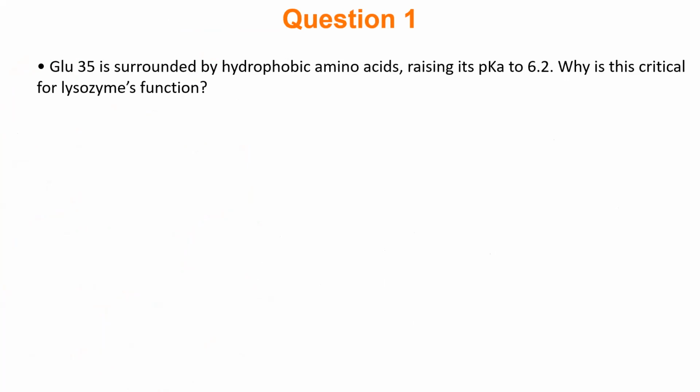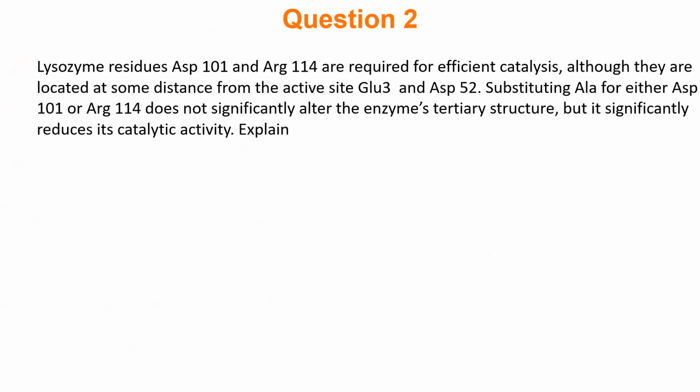So question one, I already answered. Glu 35 is surrounded by hydrophobic amino acids. Why is that critical? Because Glu 35 needs to be protonated because it is donating a hydrogen. It's acting as an acid, so it needs to be protonated in this reaction. Question two, though, is something that I'll let you answer. So in the mechanism, we only looked at Glu 35 and Asp 52, not Glu 3.